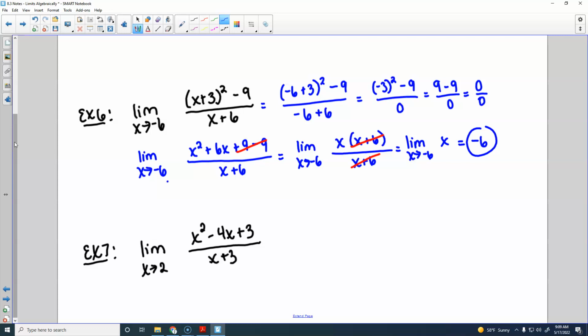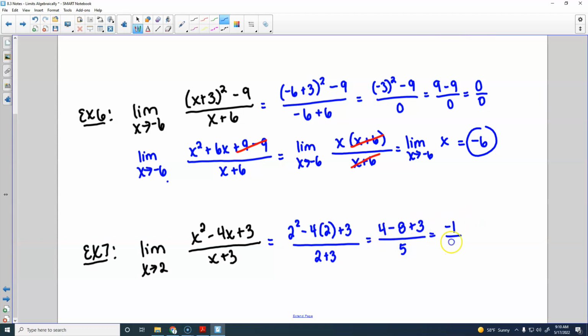Pretty happy as I walk around because not too many of you have got hung up on this one. Lots of you have got the answer. What's the first thing we do? Check direct substitution. And when you do that for this problem, look at that denominator. I'm going to get 2 plus 3. So is this going to be one where I need to factor? No. So I got 2 squared minus 4 times 2 plus 3 over 2 plus 3. So I got 4 minus 8 plus 3 over 5. And that's going to give me -4 plus 3, which is -1/5.